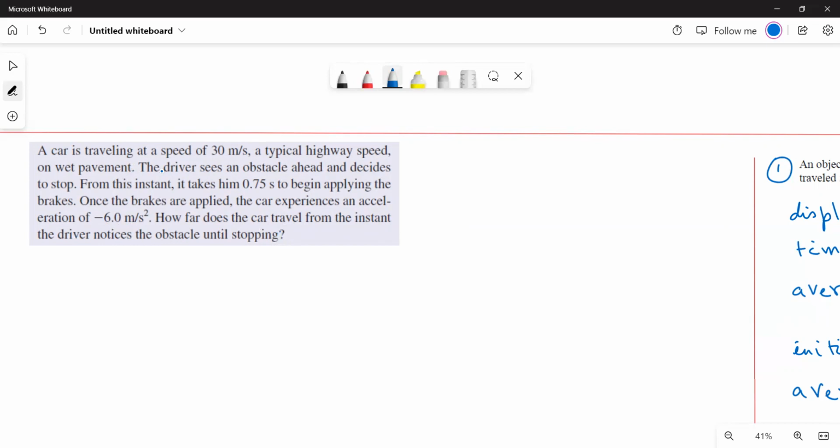Here, what is the data given to us? Initial speed is given to us, Vi is 30 meters per second. And then reaction time.